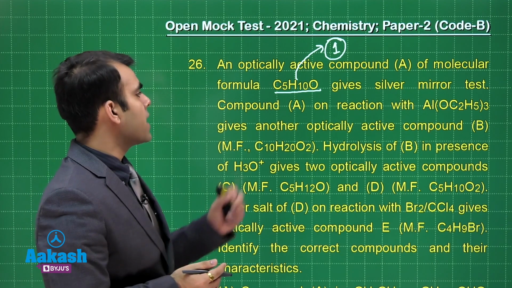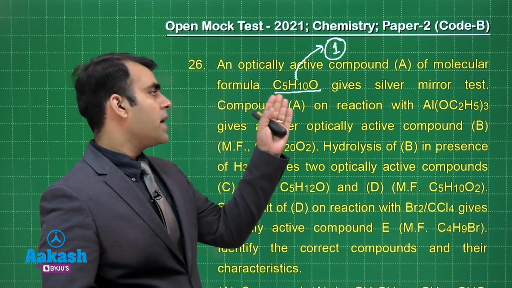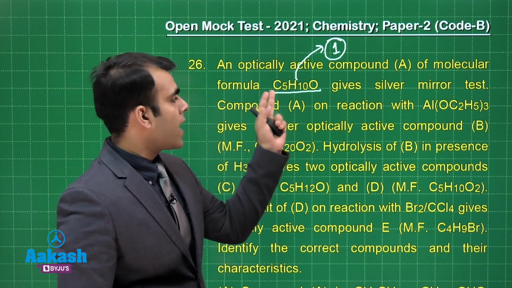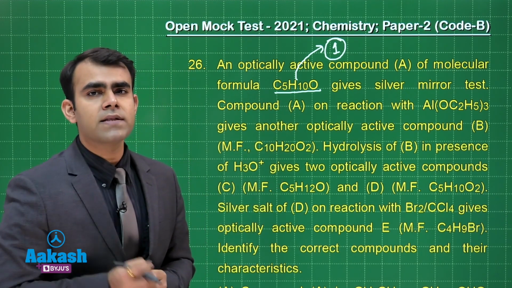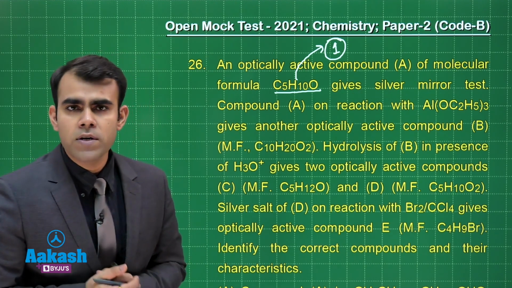It gives the silver mirror test. Now, this compound gives the silver mirror test, so there is a possibility it can be an aldehyde, because it cannot be an alkyne. Here the DBE is 1, and for an alkyne the DBE must be greater than or equal to 2.